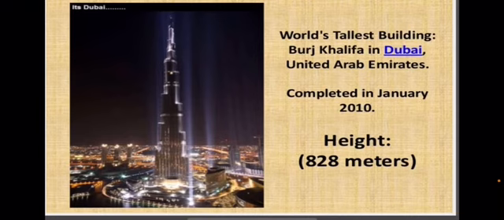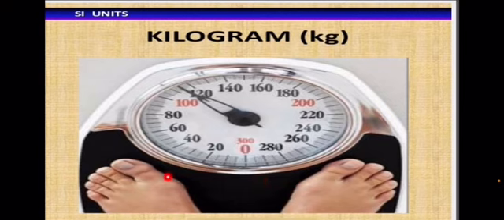The world's tallest building is the Burj Khalifa in Dubai, in the United Arab Emirates. It was completed in January 2010 and its height is 828 meters. Starting from the ground level and going right up, it measures 828 meters. Another base unit, used for mass, is the kilogram, kg. There is a boy standing on a weighing scale, weighing himself. His weight is more than 100 and less than 120 kg.